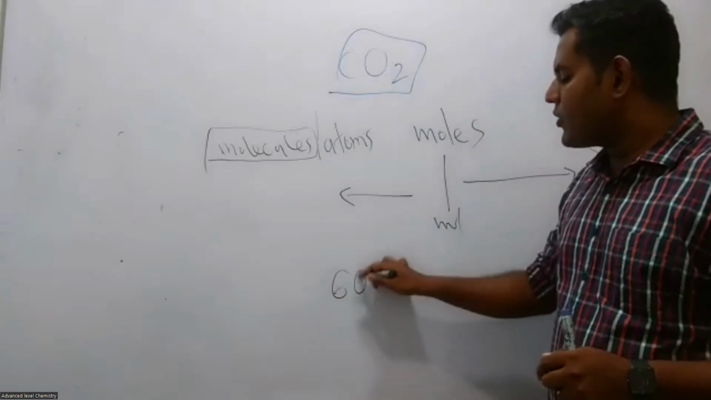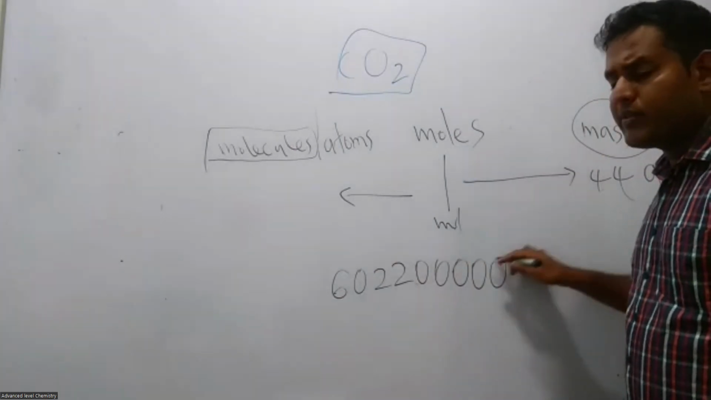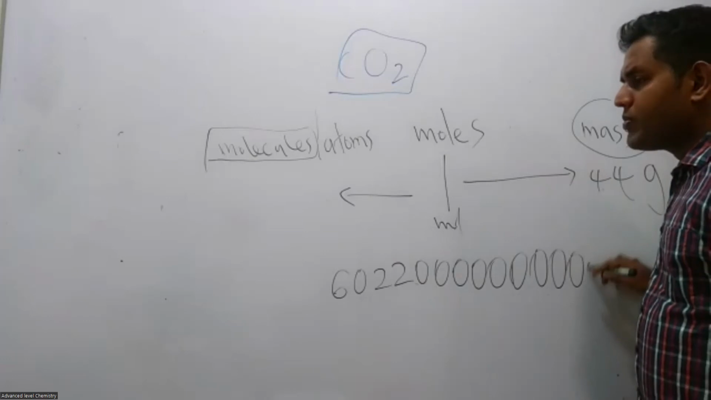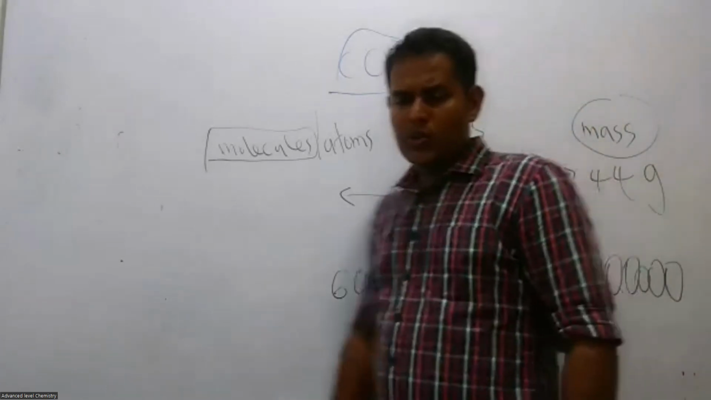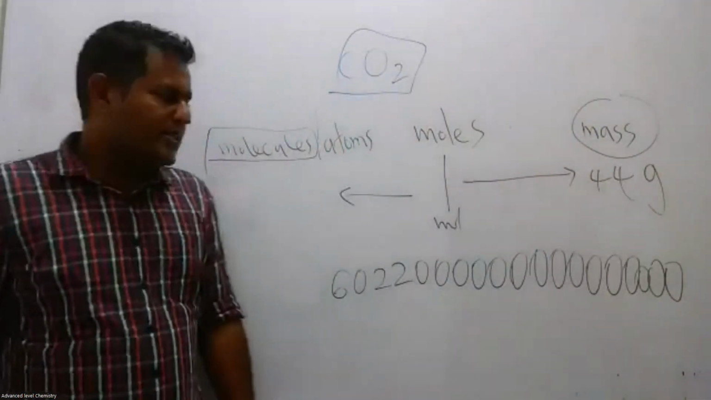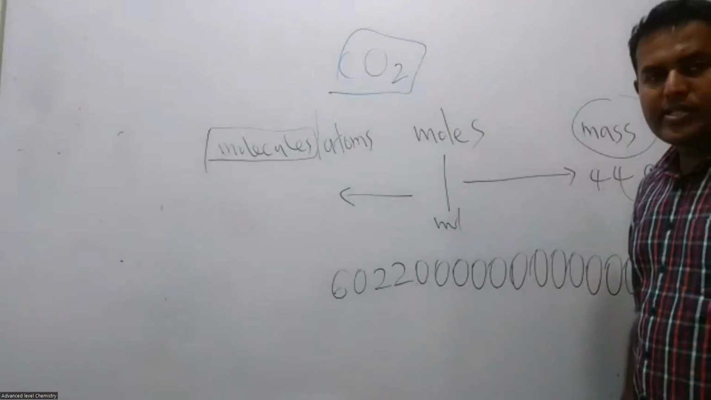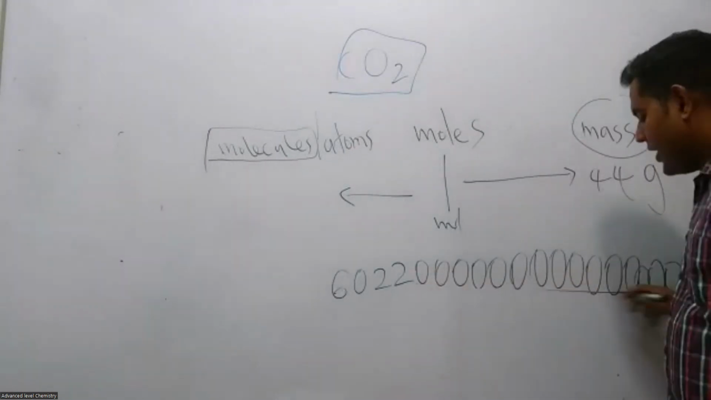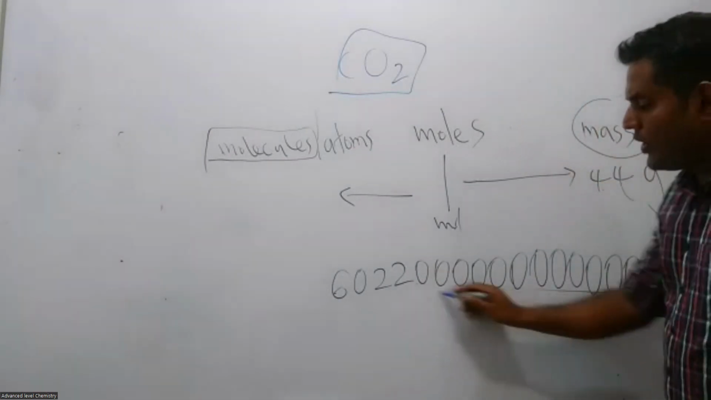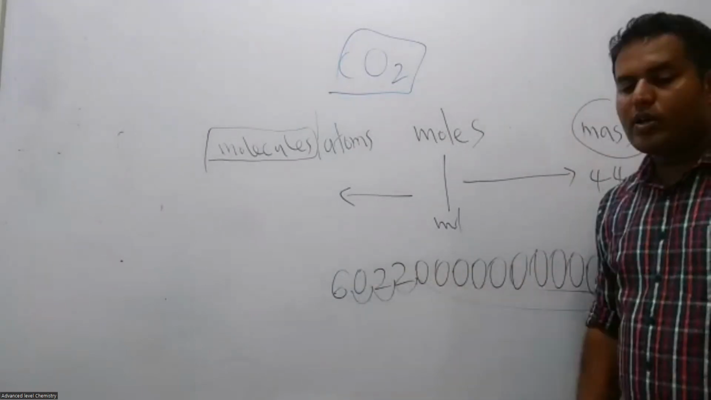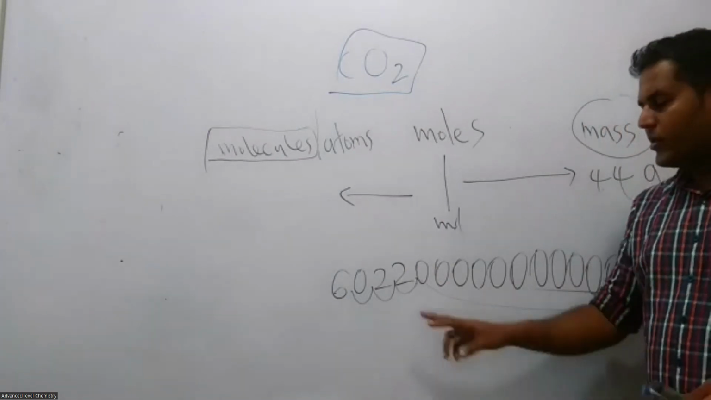How many zeros do we have after 6.022? 6.022 into 10 to the power 23 means we should write 20 zeros after 6.022, and counting from here we get 20, 21, 22, 23. That is what 6.022 into 10 to the power 23 means.